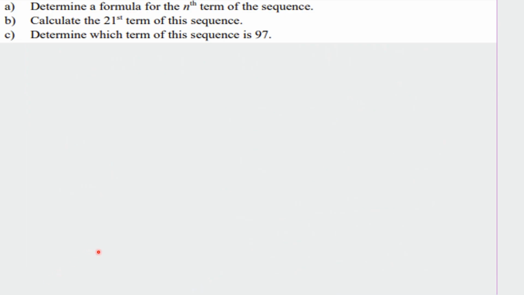Okay. So here is an exam question that you will have. Let's say, for example, you are writing an exam. They will give you questions like this. So the first one, they say determine a formula for the nth term of a sequence. Let's say now they give you a sequence like this: 4, 9, 14.